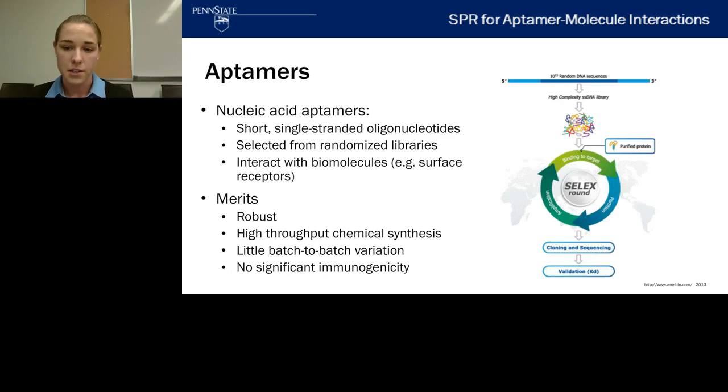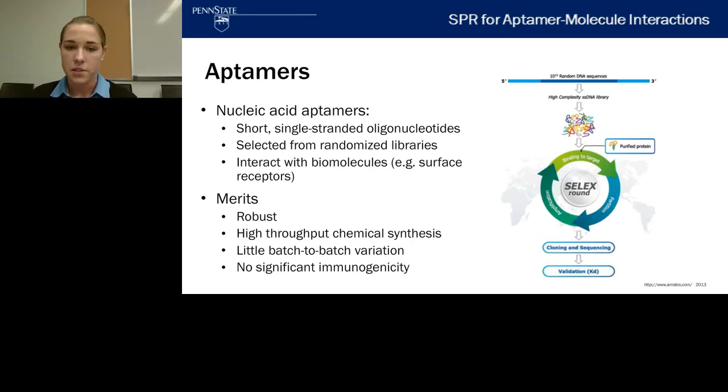After selecting against the target of interest, this population that binds is later allowed to interact with a control target or a negative target. And the sequences that do not bind to the negative target are then selected, amplified, and brought through another round. So as the SELEX process occurs round after round, the population of interest with high binding specificity to the target of interest is enriched. And this is how aptamers are developed.